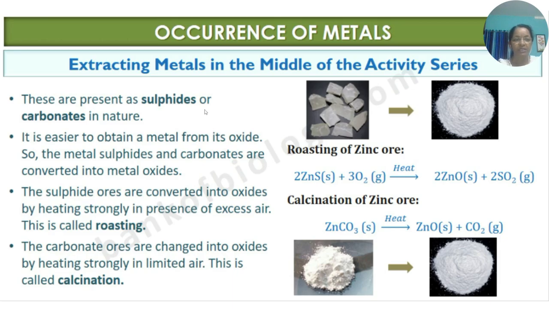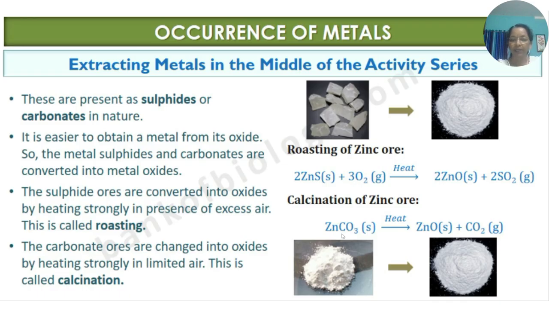Then, extracting metals in the middle of the activity series. They are also present in the form of sulfides as well as carbonates in nature. Here they have given the example of zinc. Zinc is available in the sulfide form as well as the carbonate form, so zinc sulfide and zinc carbonate. If it is zinc sulfide, we will be roasting it. Roasting means heating in an abundant supply of oxygen. We get zinc oxide.